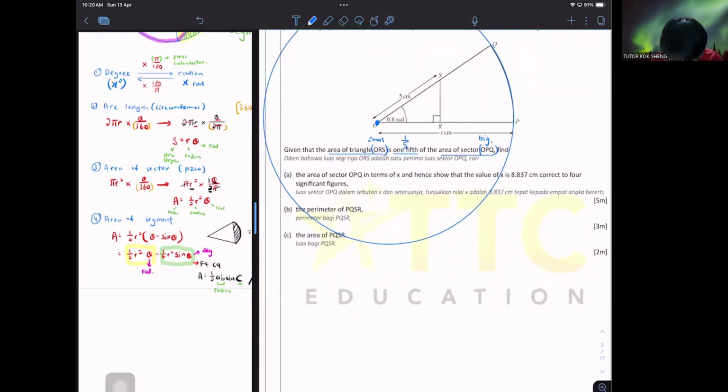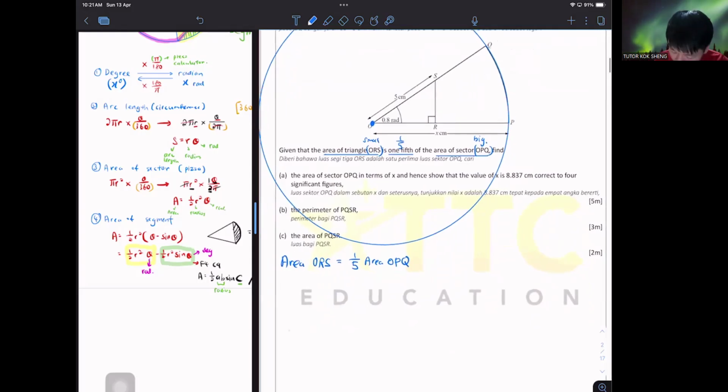So area ORS is 1 over 5 of area OPQ. Good. This is the info given to you, and there's nothing else. Okay, we can start part A.